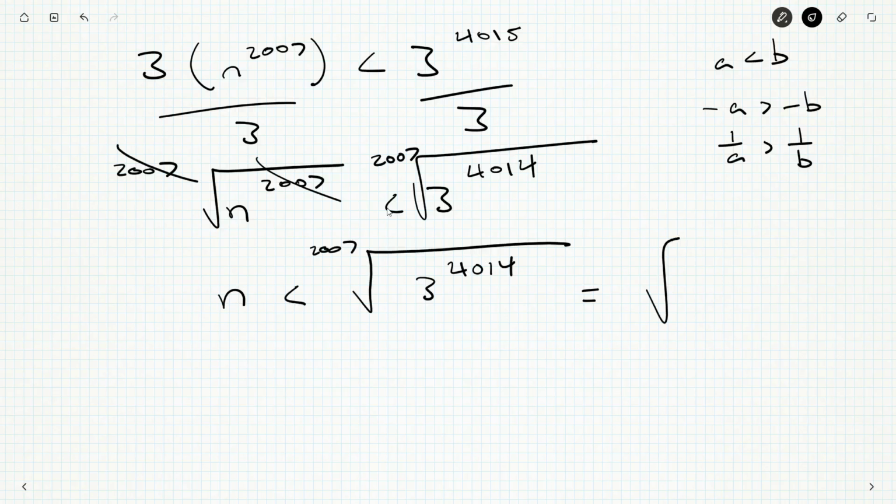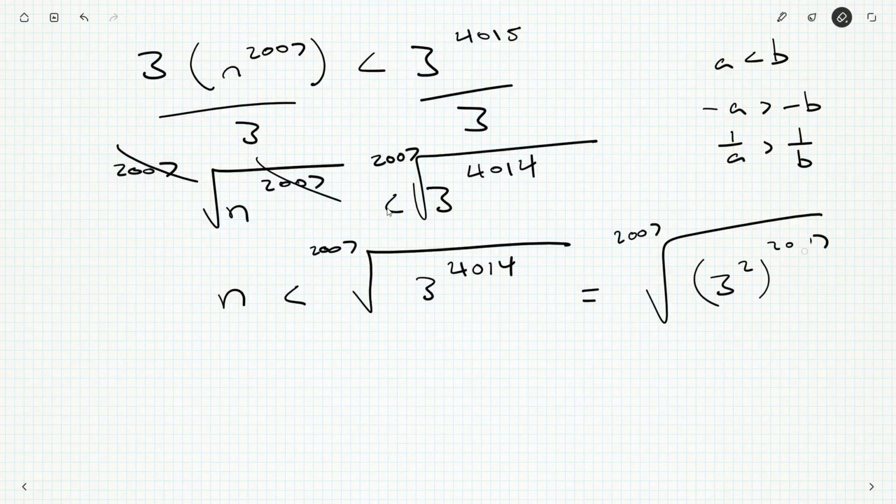Yeah, but 4014 is 2 times 2007. And when we multiply in the exponent, that's the same as having an exponent to another exponent. So we had 3 to the 2 times 2007, but that's the same as 3 to the 2 to the 2007. And now these guys will cancel out. So what have we really got? n is less than, well, what's left over on the right-hand side? 3 squared or 9.